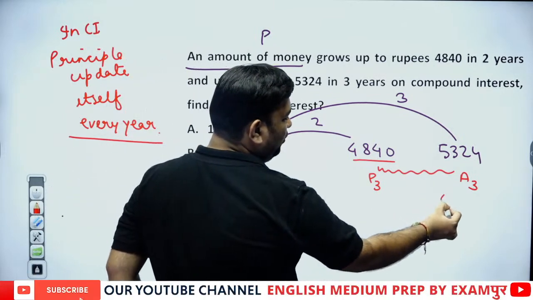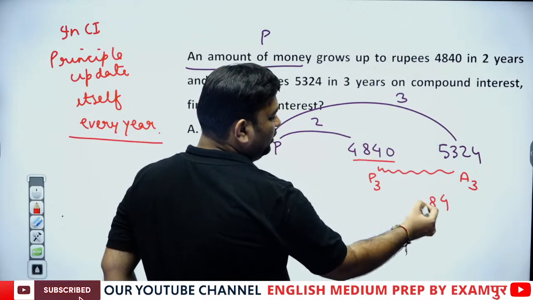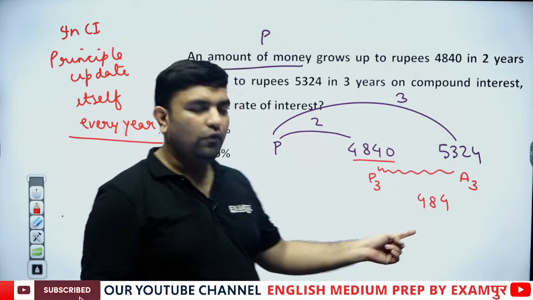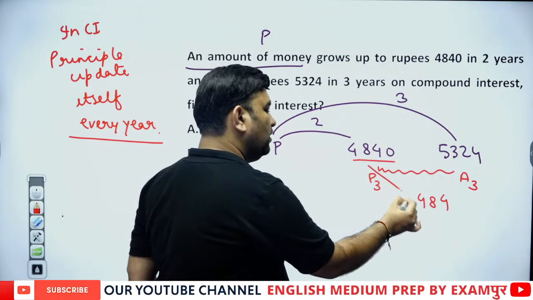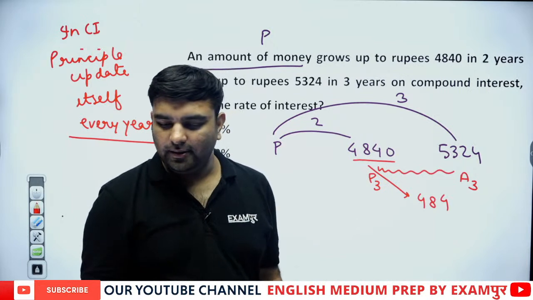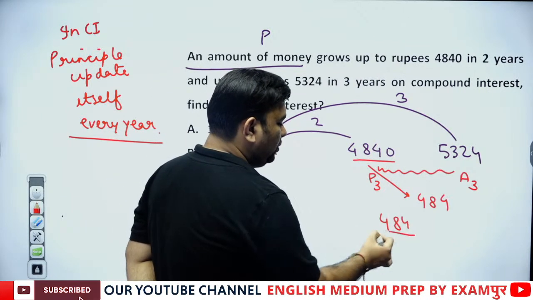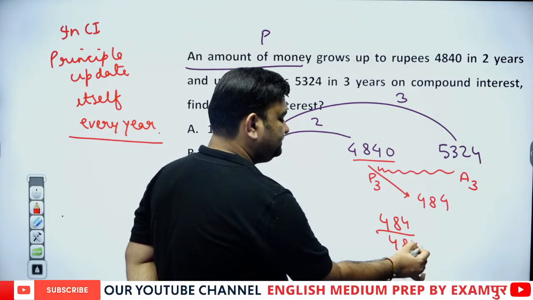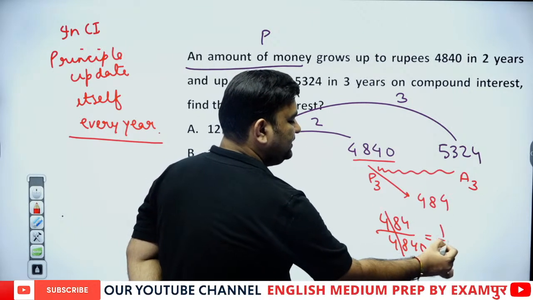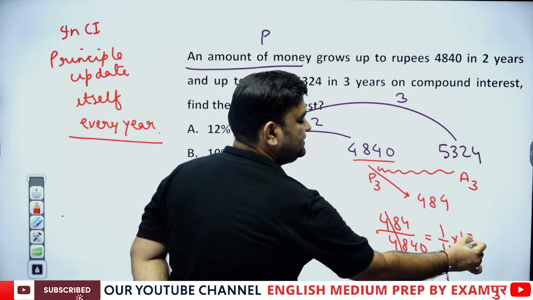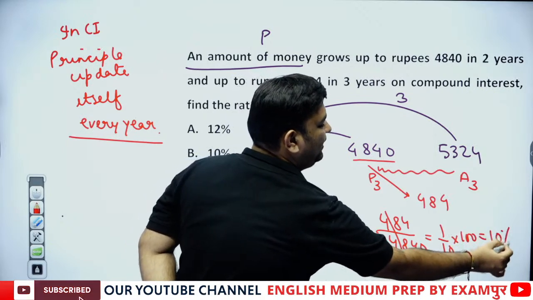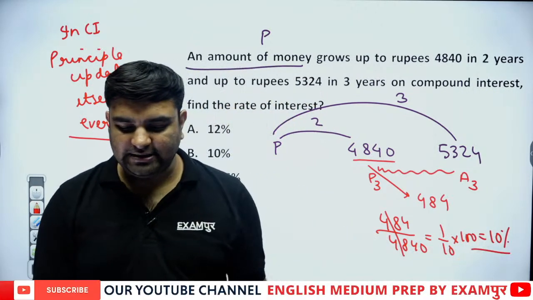We have got 484 interest over the principal of 4840. We can directly calculate: 484 interest over 4840 is 1 by 10 into 100, so 10% is the rate. So this is comparatively much easier than SI.